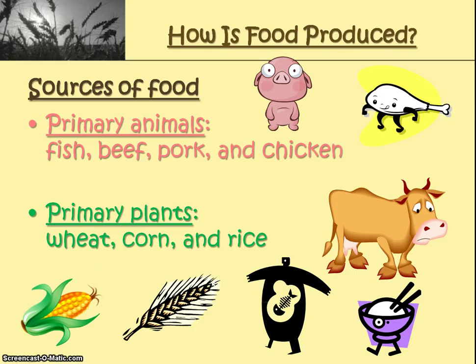Alright, let's get into food production. We know that food is produced by two main sources: primary animals and primary plants. Fish, beef, pork, and chicken are primary animals for our food sources, and our primary plant sources of food would be wheat, corn, and rice.